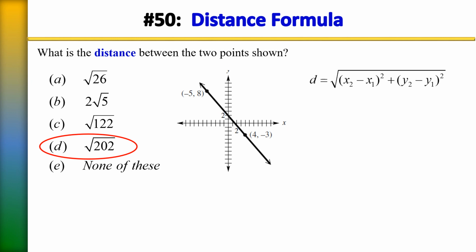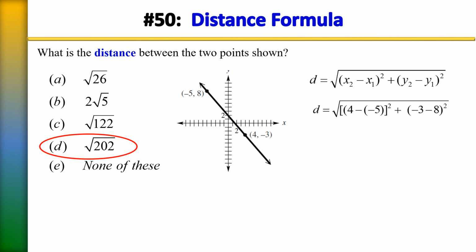So recall the distance formula is you're simply going to subtract your x's, subtract your y's, then you're going to square them, add them together, and then find the square root of them. So let's go ahead and identify our 2 points. One of the points is -5, 8. The other point is 4, -3. So we're going to plug these points into the distance formula.